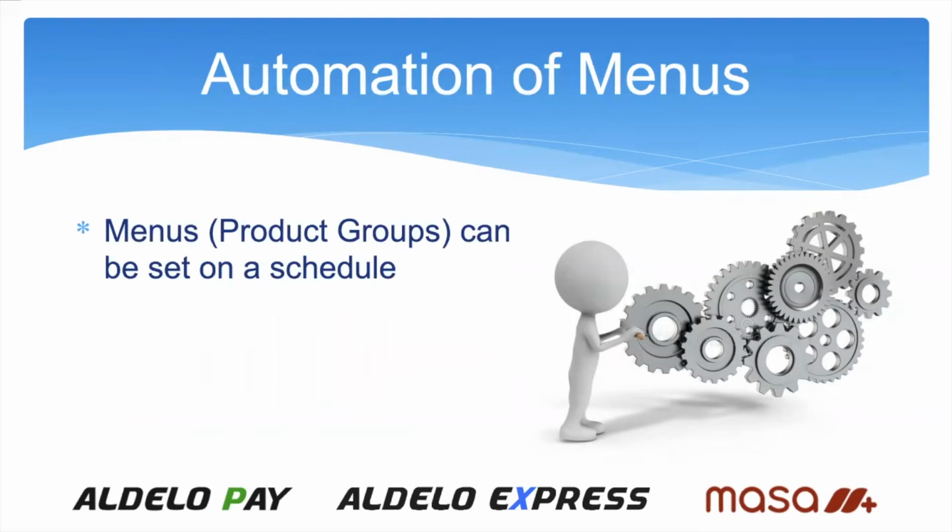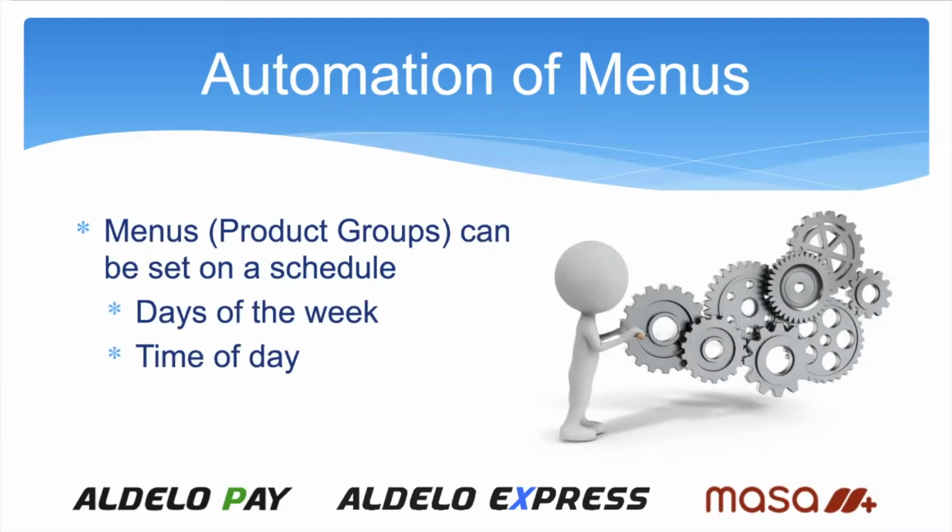Menus can be set on a schedule. Now, I'm using menus and product groups as kind of synonymous. In the actual programming, it's going to be under product groups, but these are the categories down the left-hand side of the screen on the point of sale. This then makes it possible for the system to have a schedule. That schedule is by day of the week, then time of day. So you're able to set the schedule to make changes automatically, and they are limited to one per day.